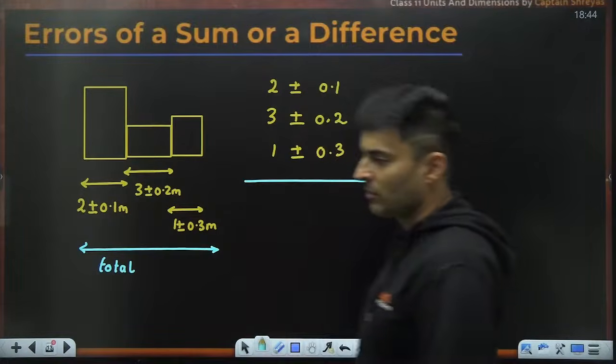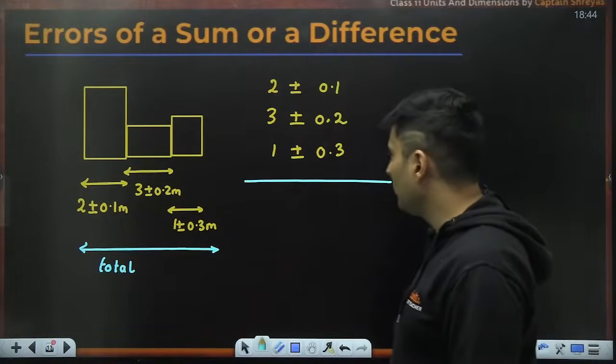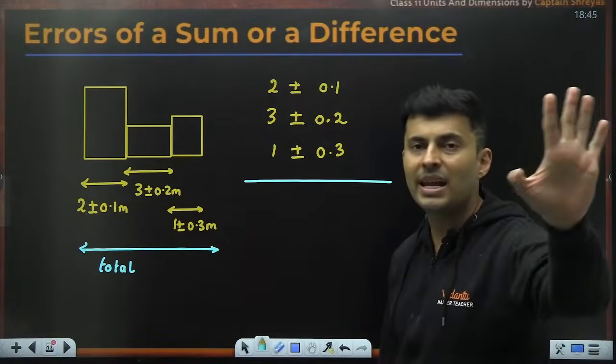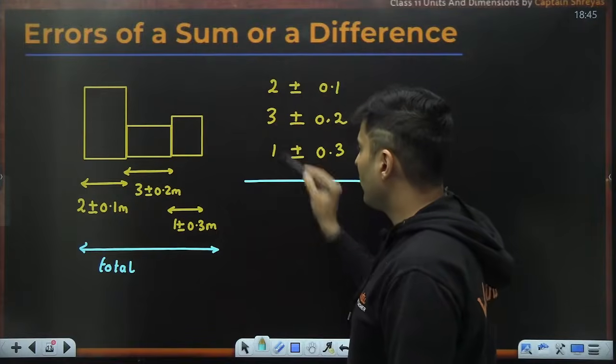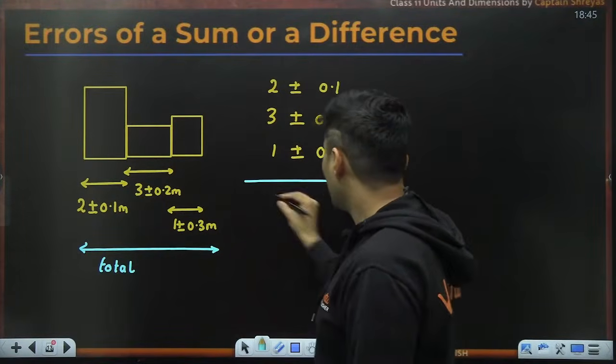So let's put a bar over here. I have to add all of them. When you have to add, just simply add, don't break your head. So 2 plus 3 is 5, 5 plus 1 is 6. So over here you should get 6.